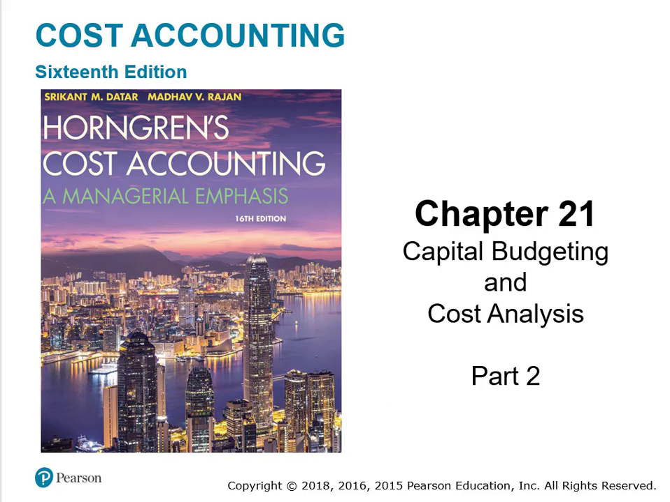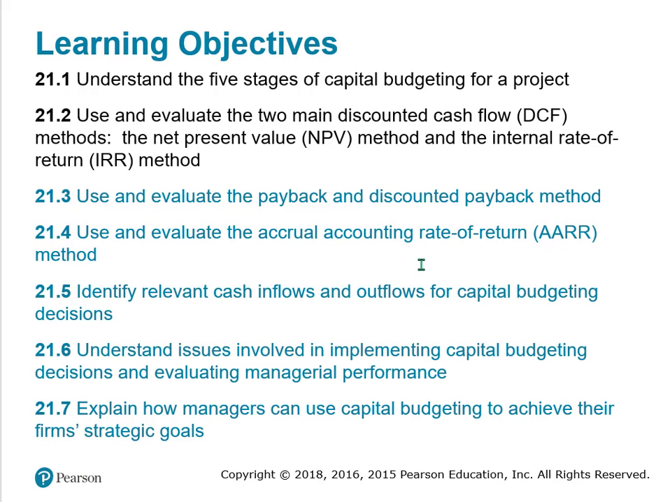Okay, this is Chapter 21, Capital Budgeting and Cost Analysis, Part 2. Now we finished reviewing the net present value and internal rate of return methods, and now we'll look at payback, discounted payback, and the accrual accounting rate of return. Then a few other issues. We're good with the background here, but again, you want to do a lot of problems to make sure you understand it.